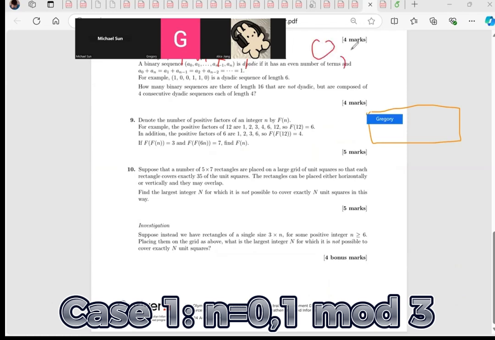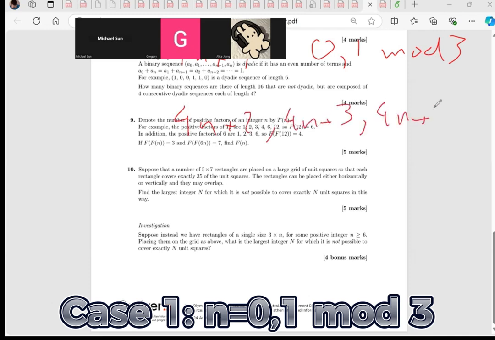That one was 2 mod 3. Oh wait, no, sorry, 2 mod 3. Yeah. When it's 0 or 1 mod 3, then it's 4n plus 1. Alright, so first I'll show that 4n plus 2, 4n plus 3, and 4n plus 4 are all achievable.